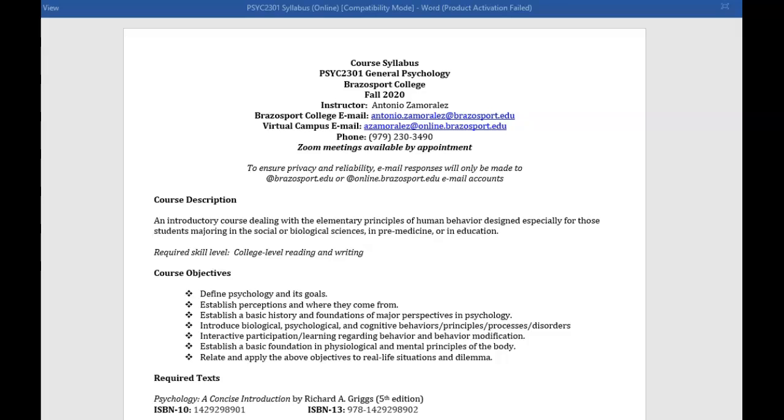To ensure privacy and reliability, email communication will only be conducted using these email accounts. So if a student wants to send me an email, they must use their official Brazosport College email addresses.